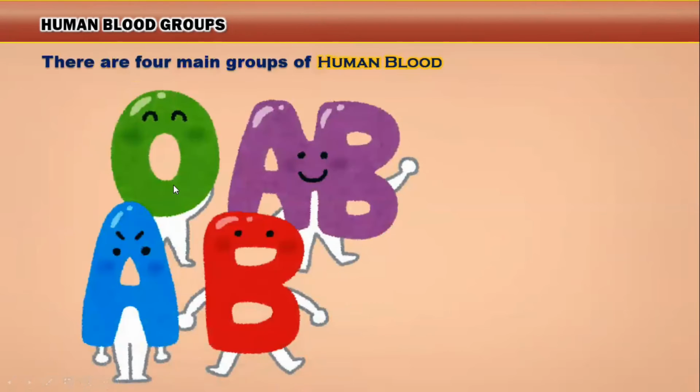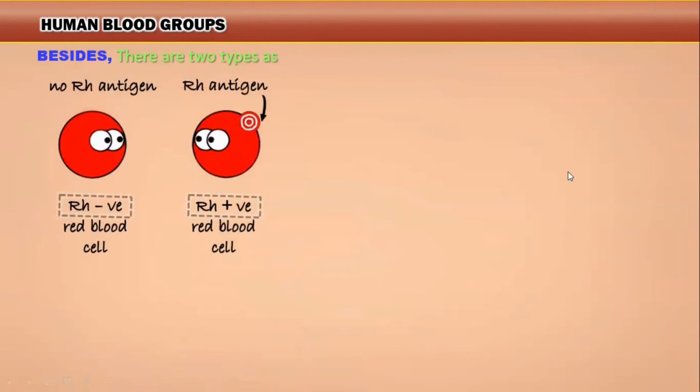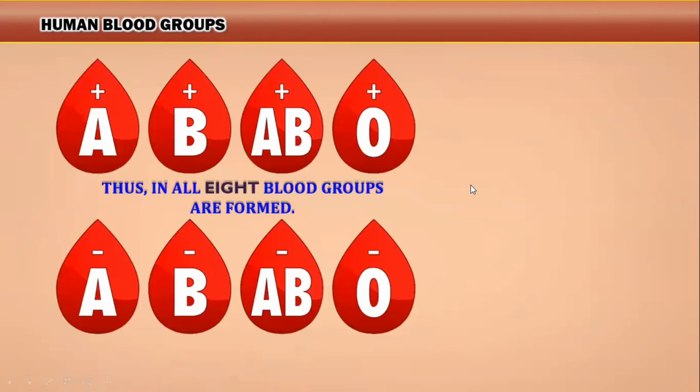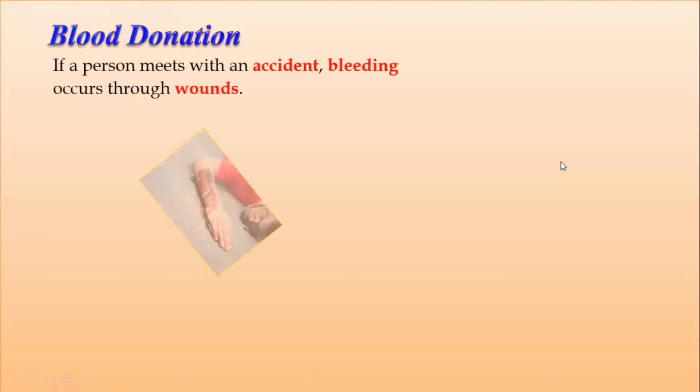There are four named types of human blood, as it is said: O, A, B, and AB. Besides, there are two types of Rh antigens present in our blood. So they have different groups: A positive, B positive, AB positive, O positive, A negative, B negative, AB negative, or O negative. These are all the blood groups.